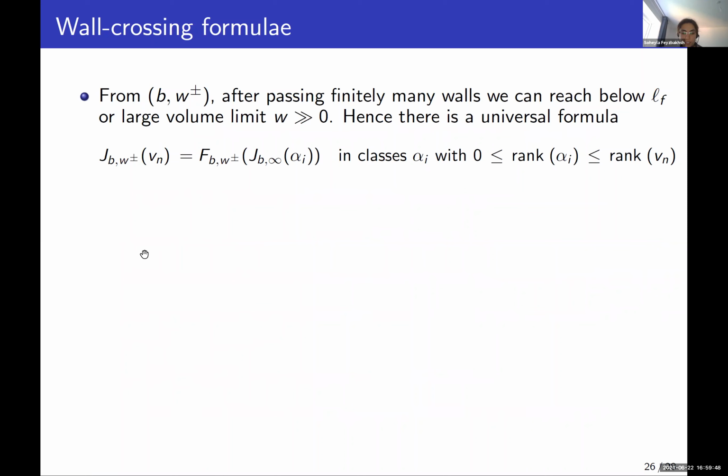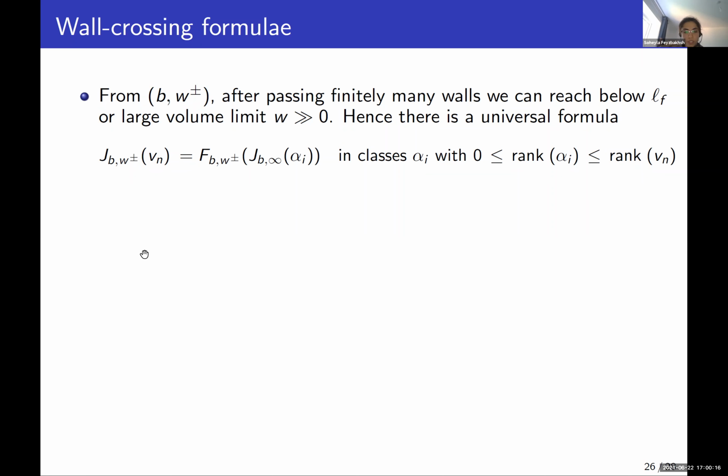So if we start from just below the Joyce-Song wall, we know that after passing finitely many walls, we can reach below LF, where there are no new B and W semi-stable objects of class Vn. And if we start with BW plus just above the Joyce-Song wall, we know that after passing finitely many walls, we can reach the large volume limit.